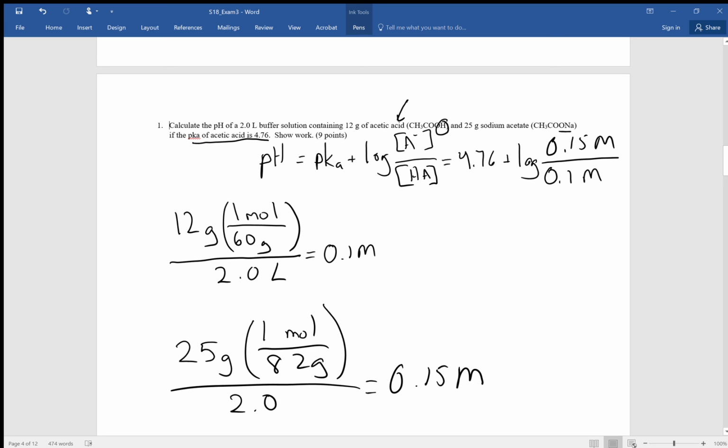From here, it's just a matter of doing the math. We can plug that into our calculator. Now before we plug that in, one thing we should find is we know we have a higher concentration of the base than we do of the acid. And so if we get an answer that's smaller than 4.76, we know we've done something wrong. When we calculate this, we get a pH of 4.94.